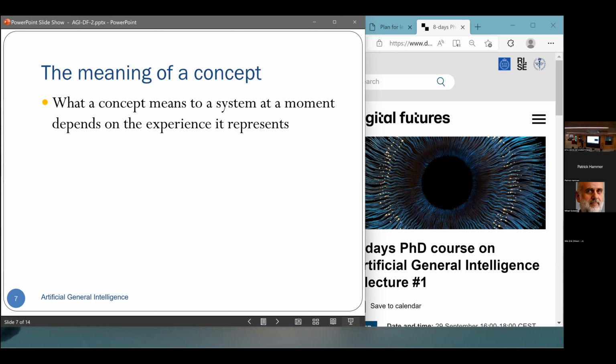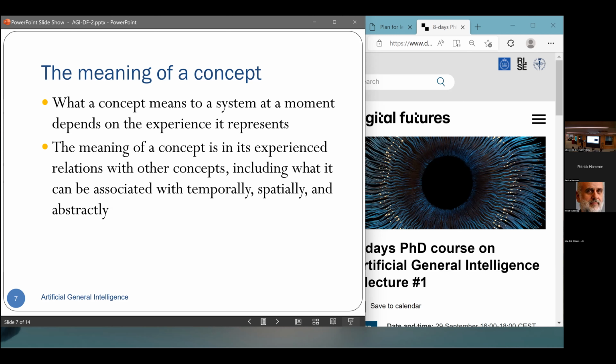But my approach takes a very different point of view, which is continuous from the previous discussion. What a concept means to a system at a certain moment depends on the experience it corresponds to that system at that time.